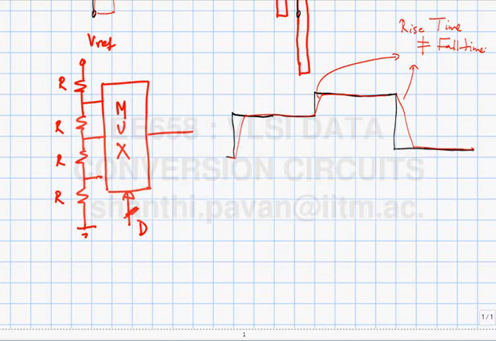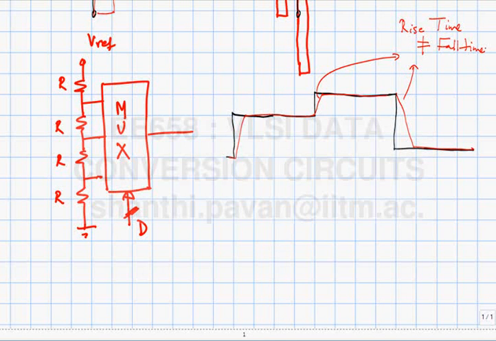So, for example, a simple example of a 1-bit DAC. What is a 1-bit DAC? There are only 2 levels, correct? A simple example of a 1-bit DAC is a CMOS inverter output waveform. It is either VDD or ground.